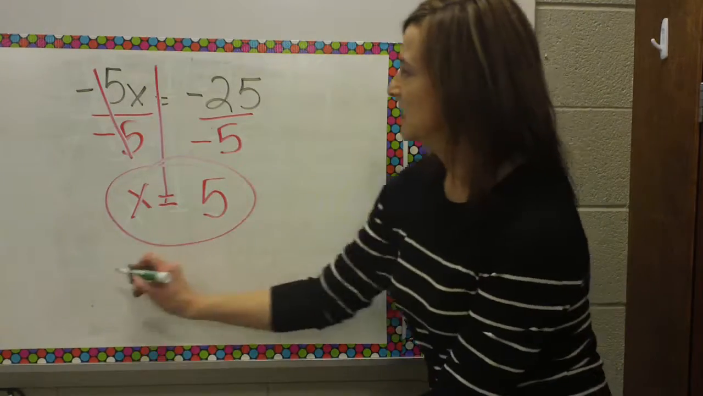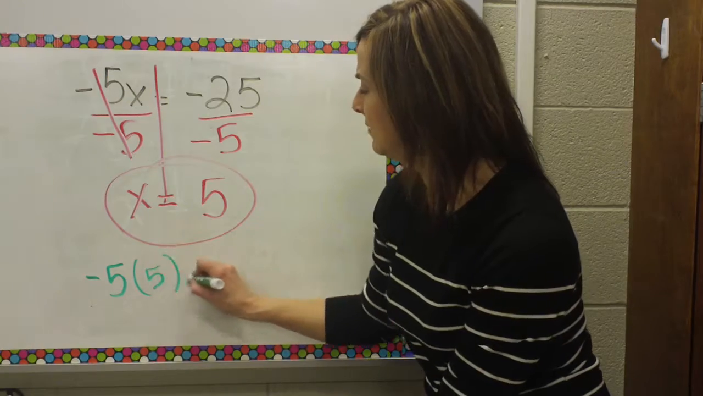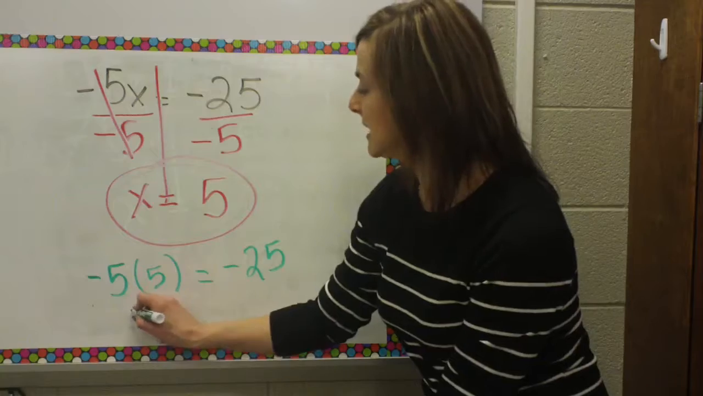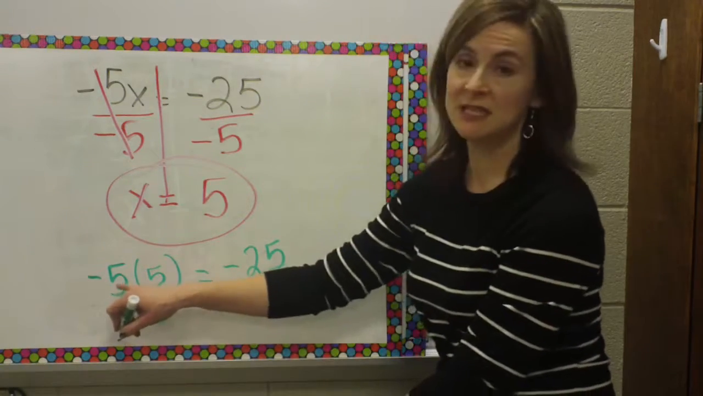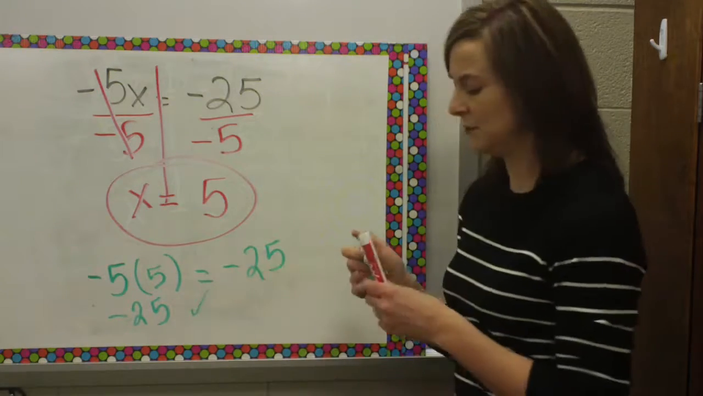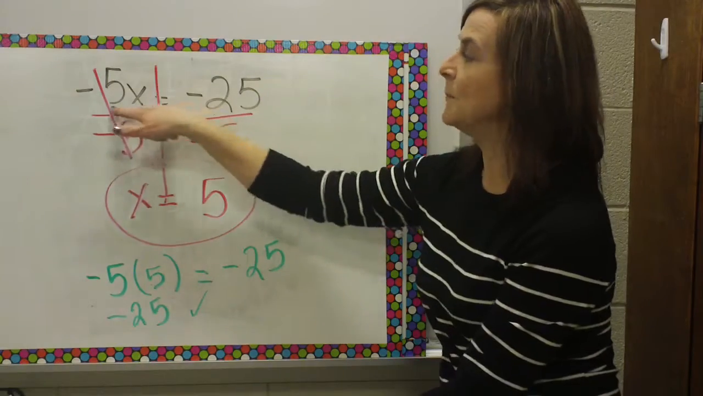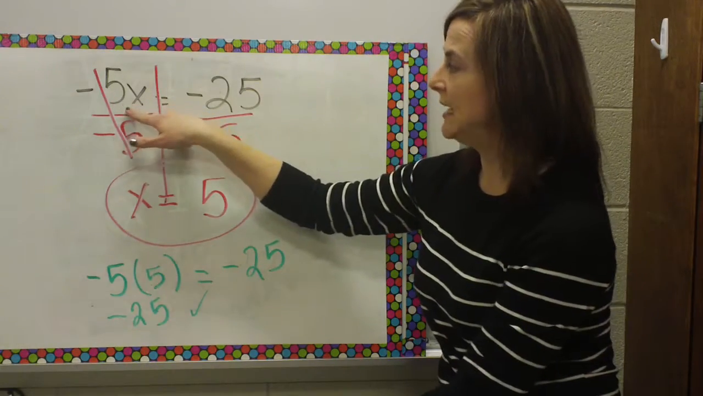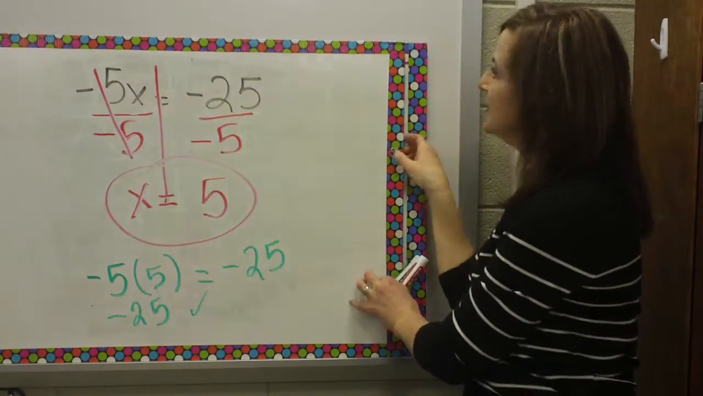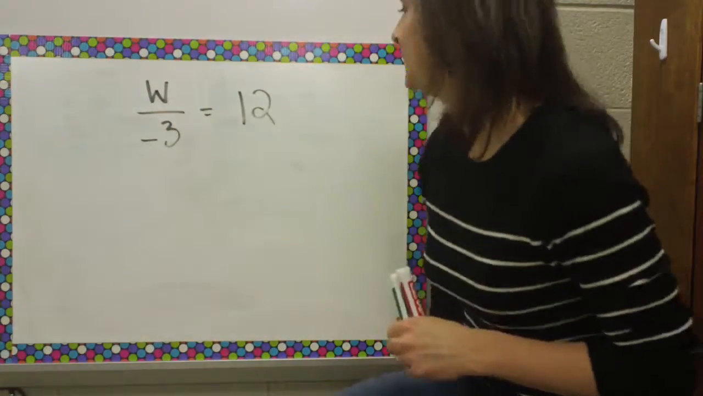Remember that we need to check. So I'm going to plug in 5 for x. Negative 5 times 5 should give me negative 25. And I know it does because 5 times 5 is 25. Same signs positive, different signs negative. So negative 25 equals negative 25. That checks out. So in reviewing, when I multiply in the equation to get x by itself, or the variable by itself, I divide. Let's take a look at a problem where the equation shows division.